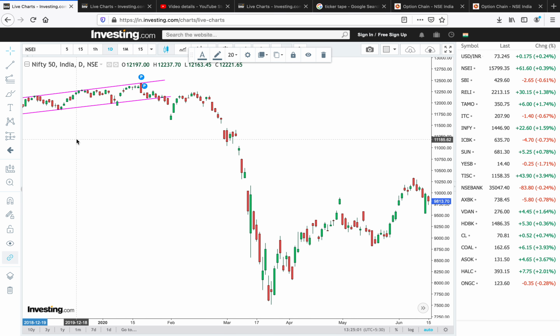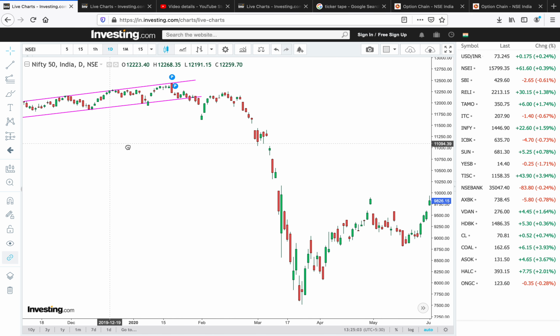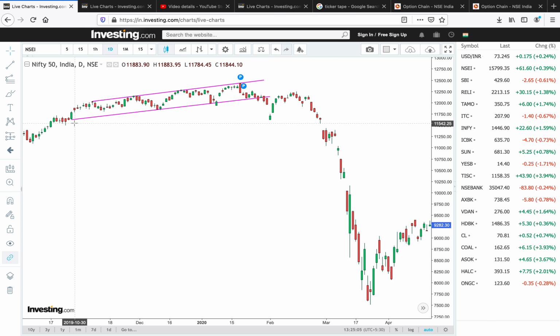You can use either of them or all of them together. But you see what happens in this kind of channel: the ups and downs are equidistant. The up and down resistance lines that you will form will be equidistant. It will not be broadening and it will not be converging. So this is the second part of the basics of these continuation patterns.